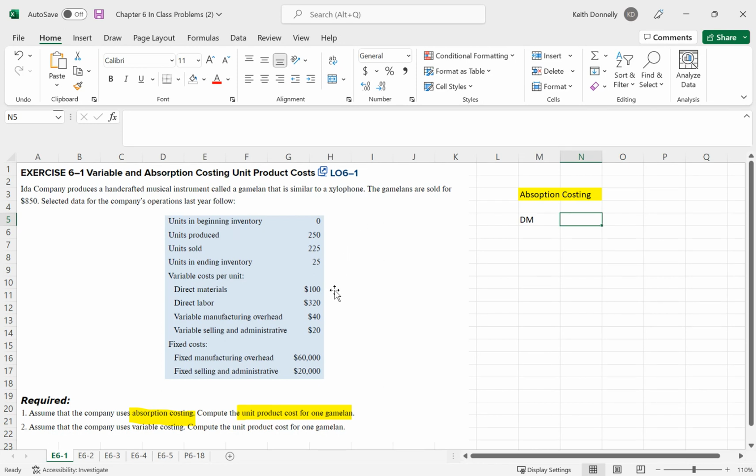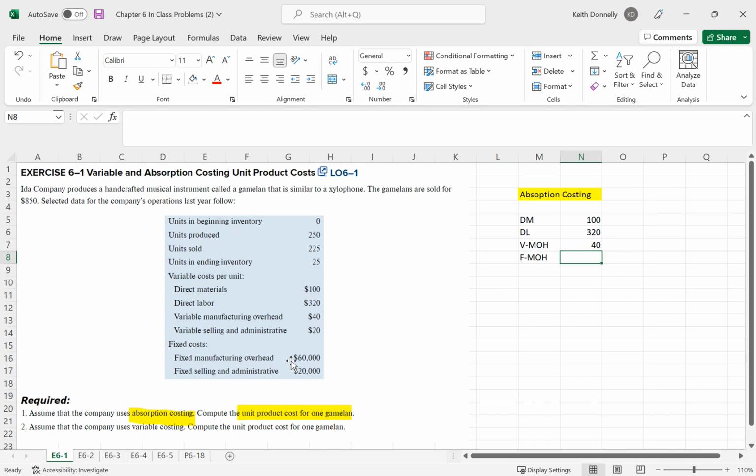Over here, it looks like that's $100. Okay, and we got to do our direct labor. Over here, that looks like $320. Okay, then we have our variable manufacturing overhead. They're telling us that's $40. Okay, and then our fixed manufacturing overhead, this one we have to do a little bit of math here.